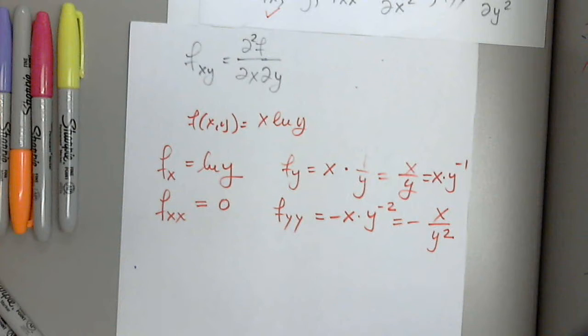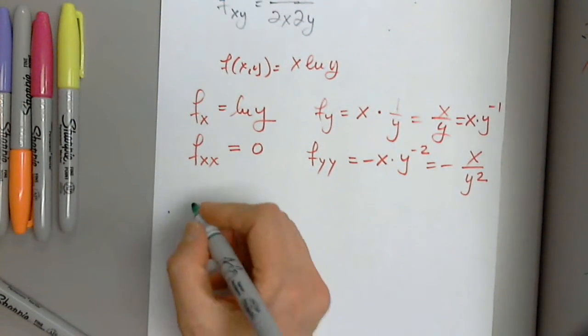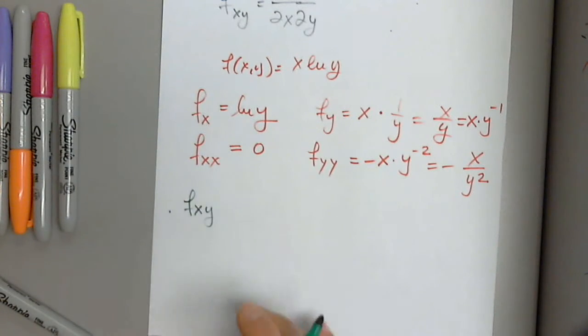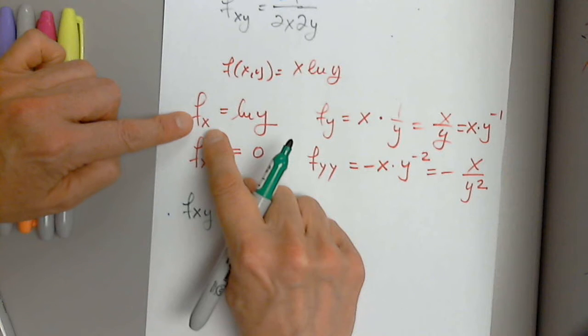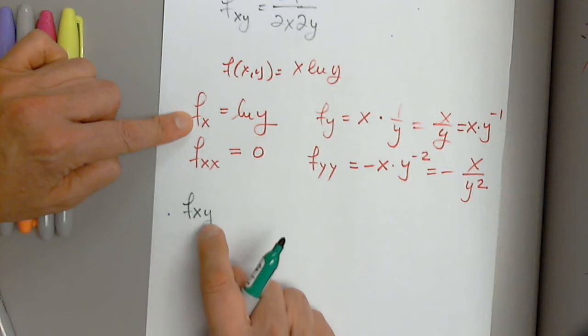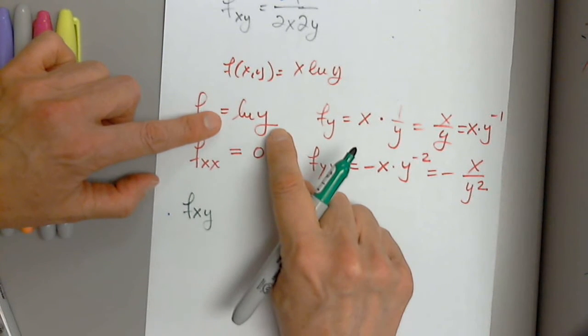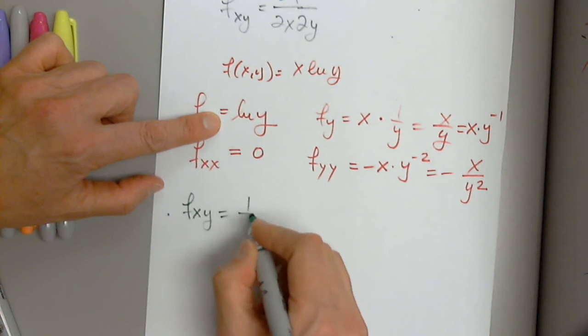So let's see what we accomplished so far. fxx, fyy, but now we have to find fxy and fyx. And then I'll stop. I think, yes, 3 minutes. Okay, so fxy. So this is fx, but now I want to differentiate it with respect to y. What will I get? 1 over y. That's it.